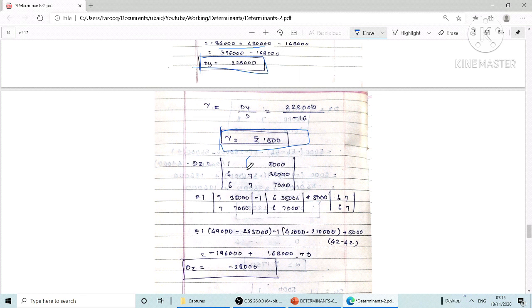Then copy this one as it is. Add first column and second row. What is left? 6 and 6 is left. 35,000 and 7,000 is left. Write it down.